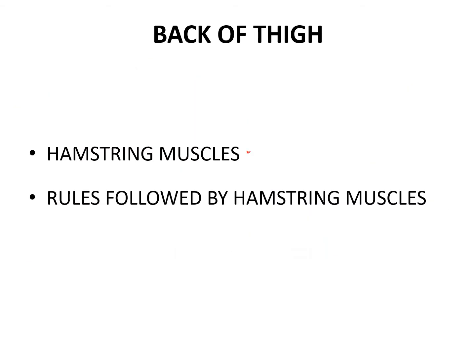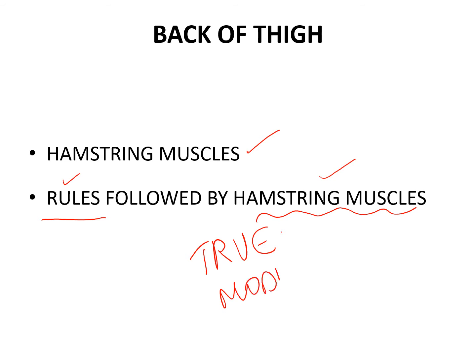Now these hamstring muscles, they strictly follow certain rules. So let us see what are the rules followed by the hamstring muscles. The muscles which follow the rules very correctly will be called the true hamstring muscles, and those muscles which do not completely follow the rules are called modified hamstring muscles. We will discuss them later.